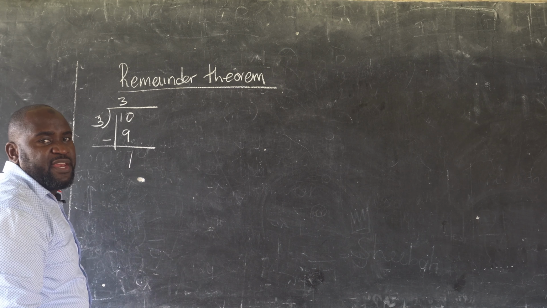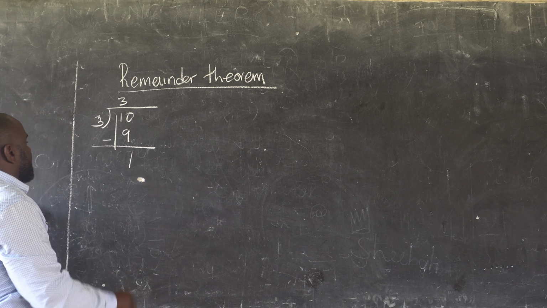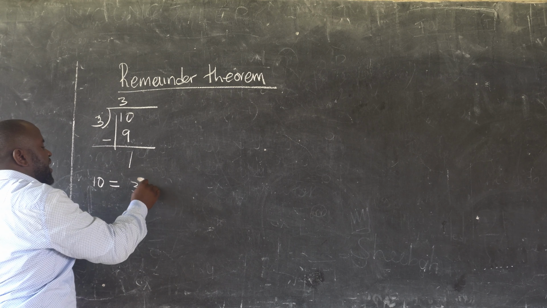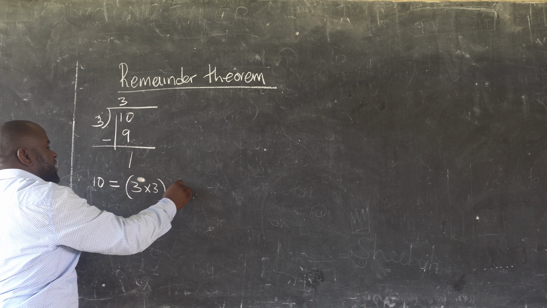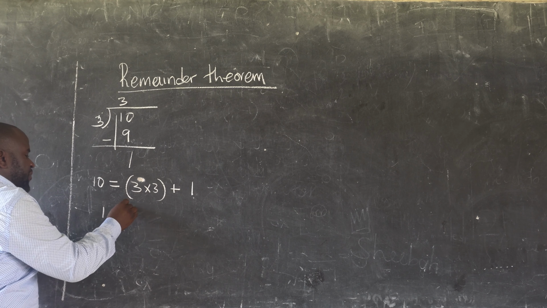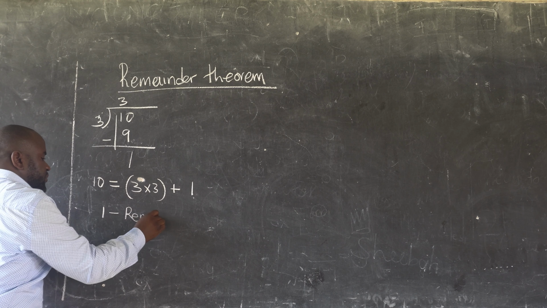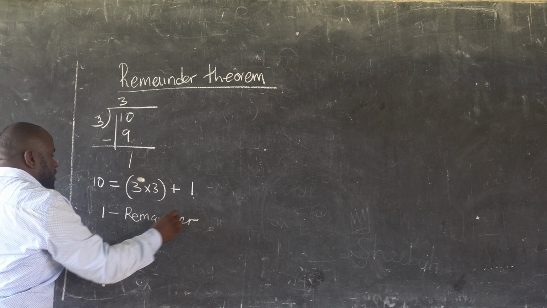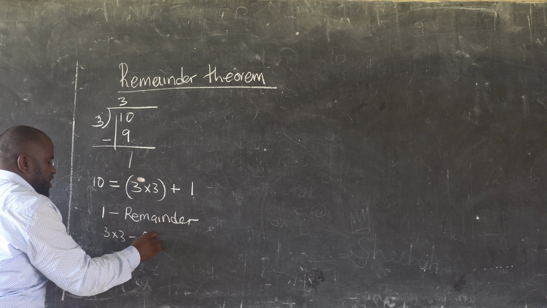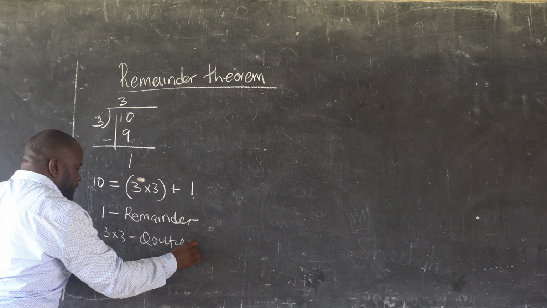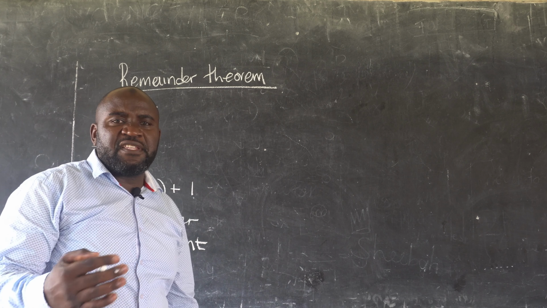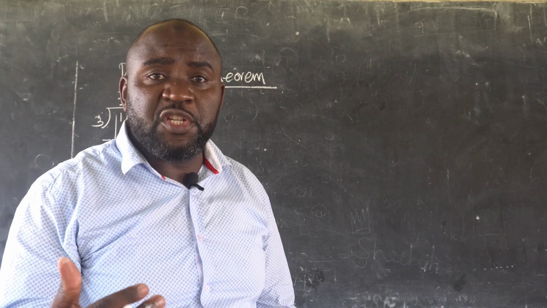If the balance is a 1, then that means 10 comes from what? From 3 times 3 plus its remainder, which is 1. So 1 would become what we call the remainder, whereas the 3 is what we call the quotient, as we shall see. So even here at advanced level, we can divide functions.